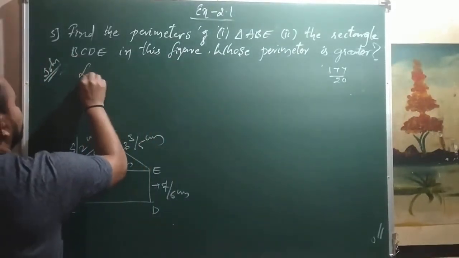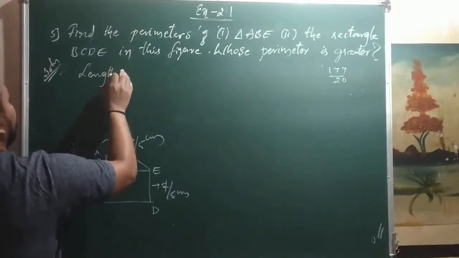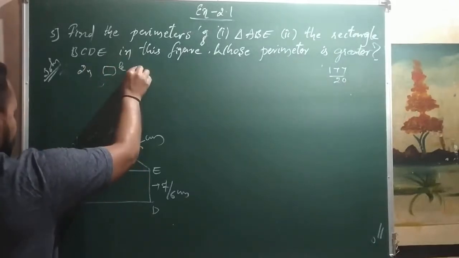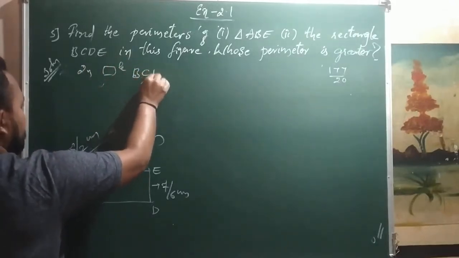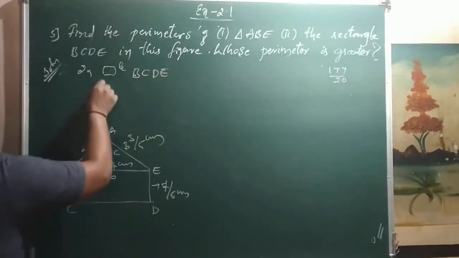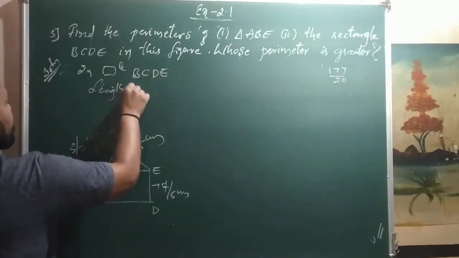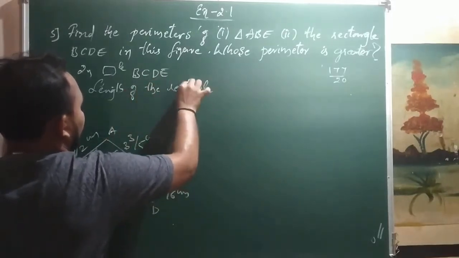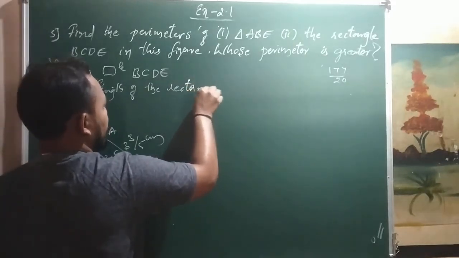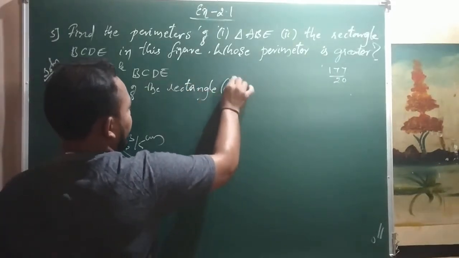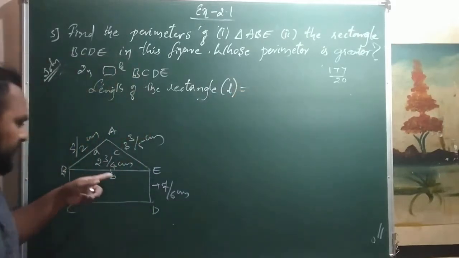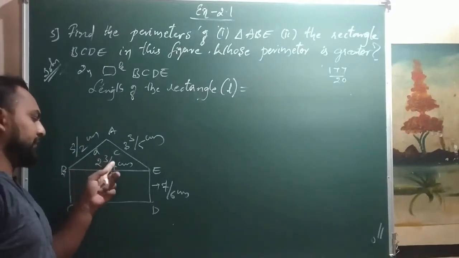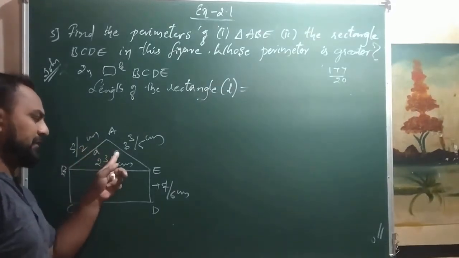Which one is greater? Here the length in the rectangle, BCDE. What is the length of the rectangle? Here the length of the rectangle, this one. Here B, then these are the dimensions.